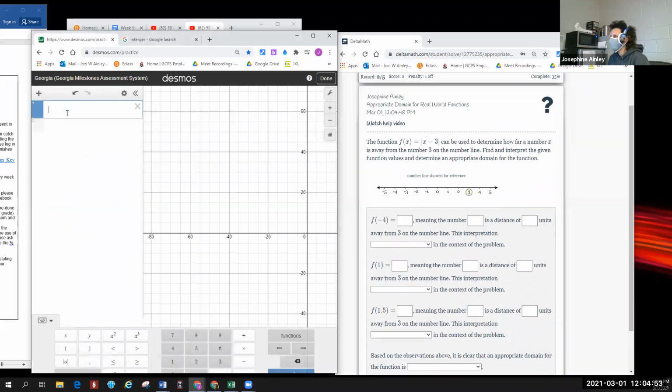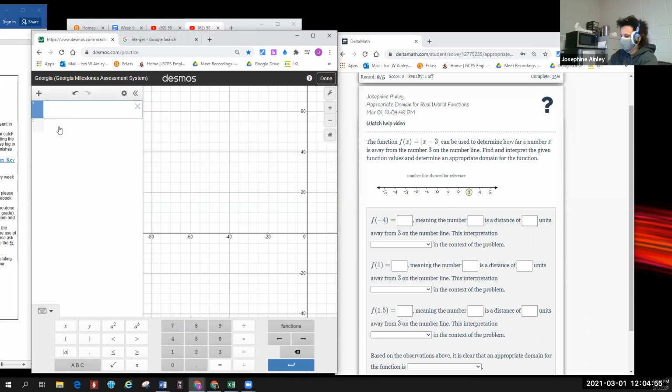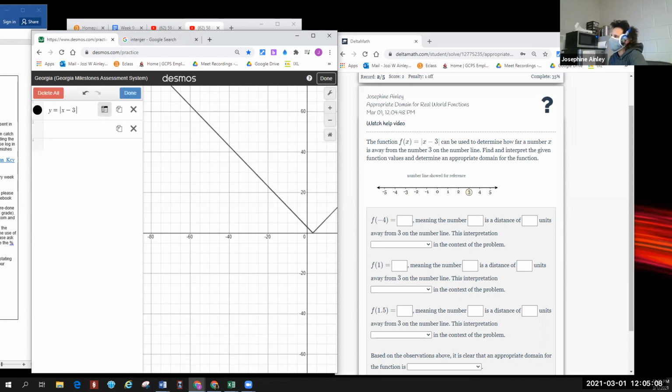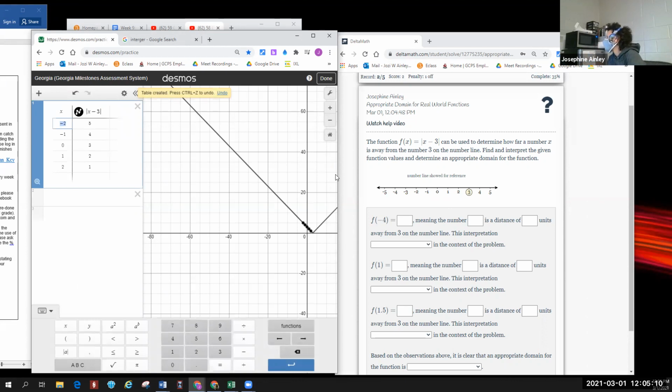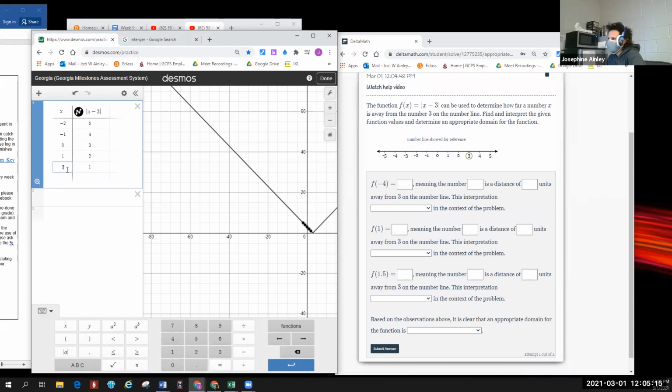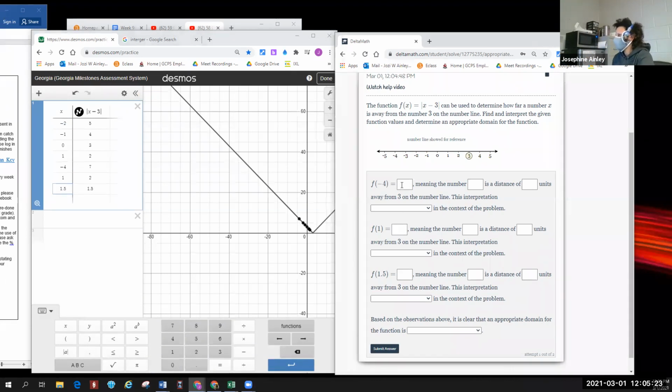All right, so I'm going to put in that function, and unfortunately, this is the one I have to work out myself. So y equals absolute value of x minus 3. Now that I have that, I can make a table. So make a table, and then you put in these values. I need -4, I need 1, and I need 1.5. And you put in the answers right there. So -4 gives 7, 1 gives 2, and 1.5 gives 1.5.